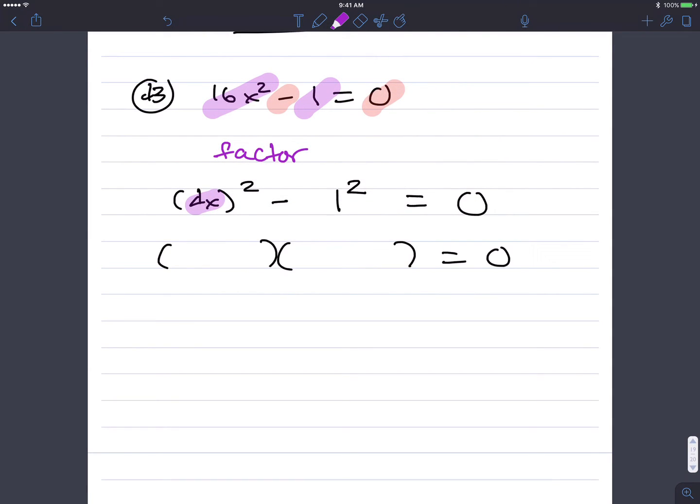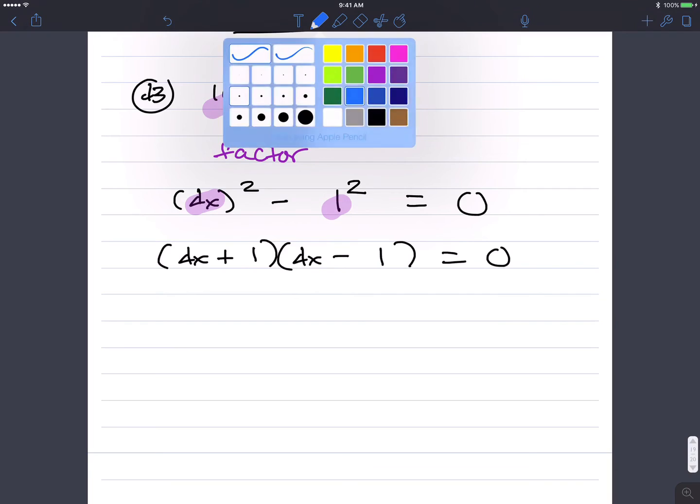Base is 4x. That goes right here, 4x and 4x. The other base is what? 1. So that goes here and here. What are my signs? Plus and what? Minus. Now what I'm going to do here, I guess I'll be consistent.